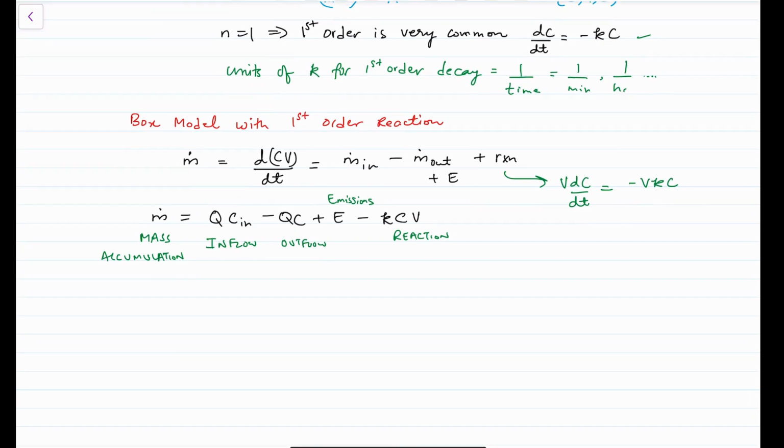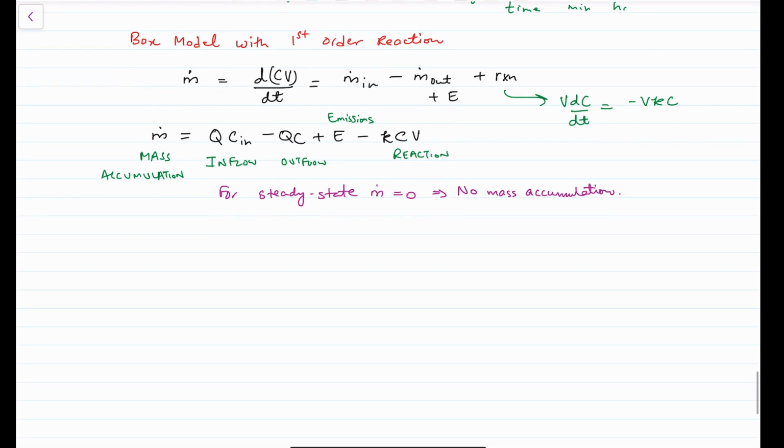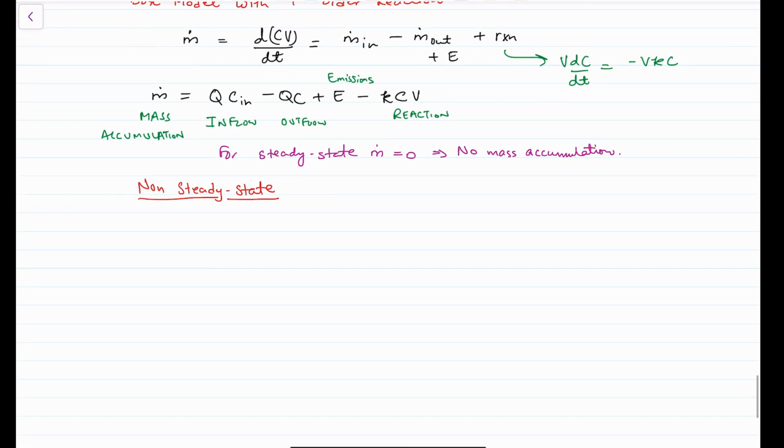So far what we have been doing is steady state. When we do steady state, the overall m dot is equal to 0. That means no mass accumulation. But let's do a non-steady state for a change. Whenever we do non-steady state, it's a little bit more involved mathematically.